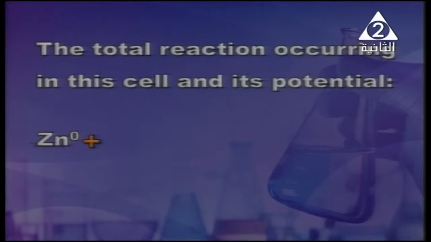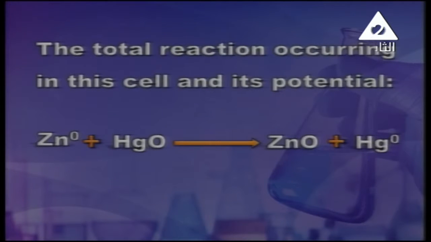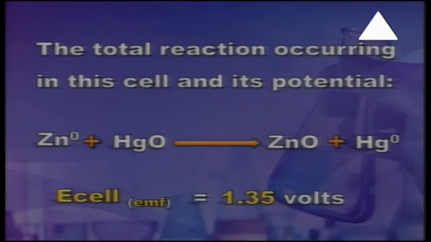Zn(0) plus HgO gives ZnO plus Hg(0). This represents the total reaction that takes place in the mercury cell. E cell, or the EMF of this cell, equals 1.35 volt.